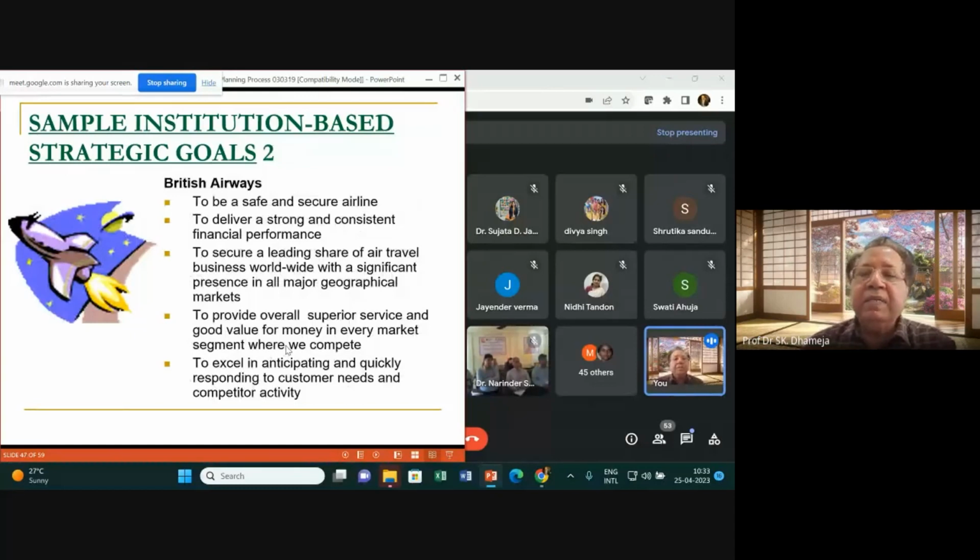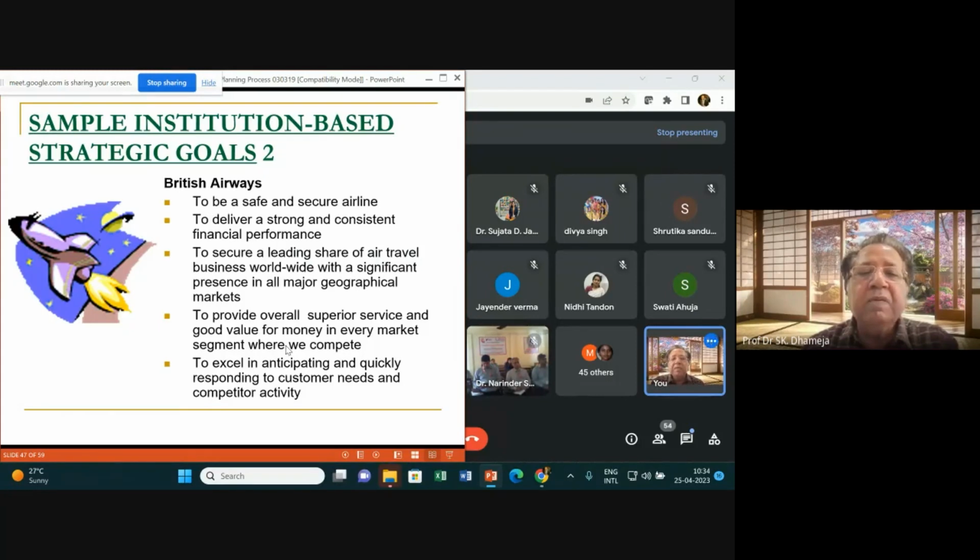This is for the British Airways. They have a lot of goals. The first is to be a safe and secure airline, to deliver a strong and consistent financial performance. Third is to secure a leading share of the air travel business worldwide with a significant presence in all the major geographical markets. And the fourth is to provide overall superior service and good value for the money in every market segment where we compete. That is the fourth goal.